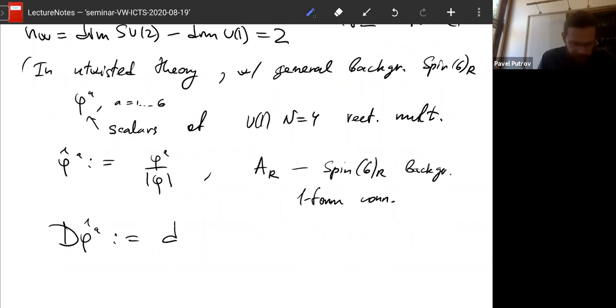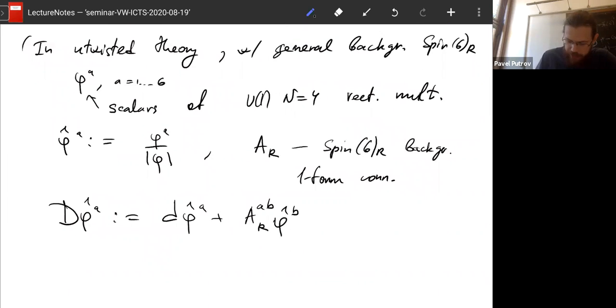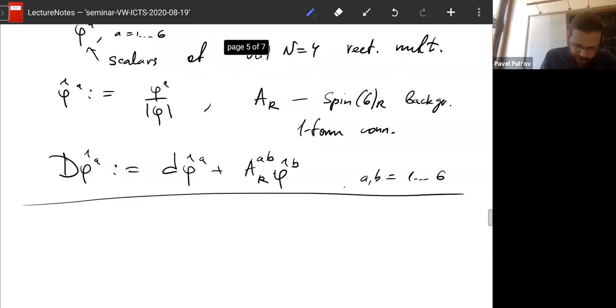And the covariant differential. This is the usual differential plus A_R multiplying phi factors. Again, here A_R indices just go from 1 to 6. Okay, and then this eta 5 can explicitly be written as follows.